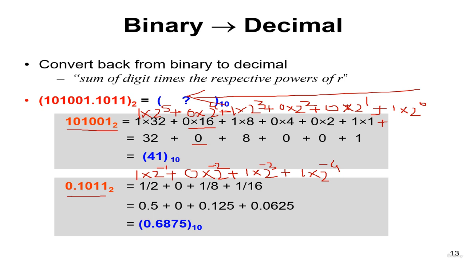So what I was saying earlier was that instead of converting them separately, you can continue this conversion over here as well, right? You can say these are the positive parts, and once you start with the fractional part, you can multiply the digits of the fractional part with the negative powers of 2.